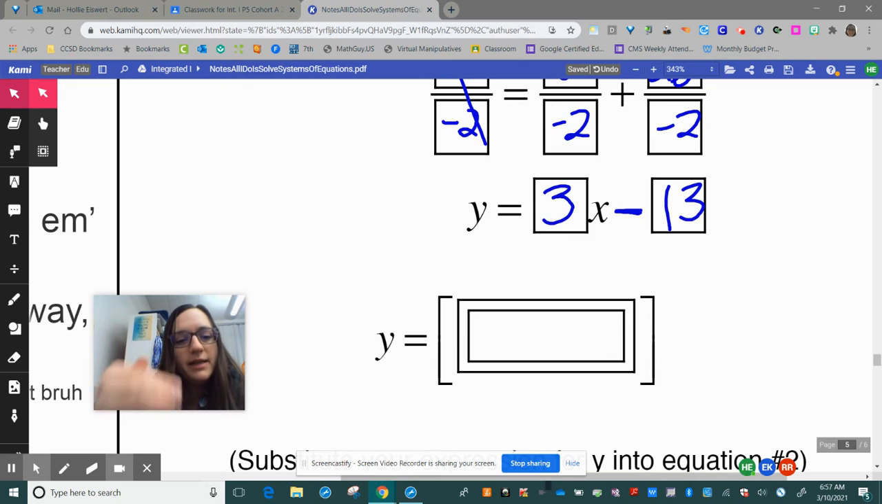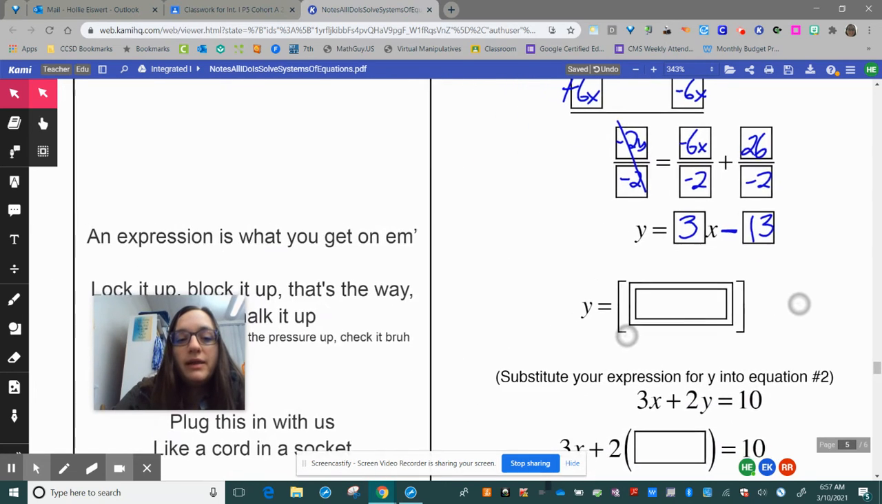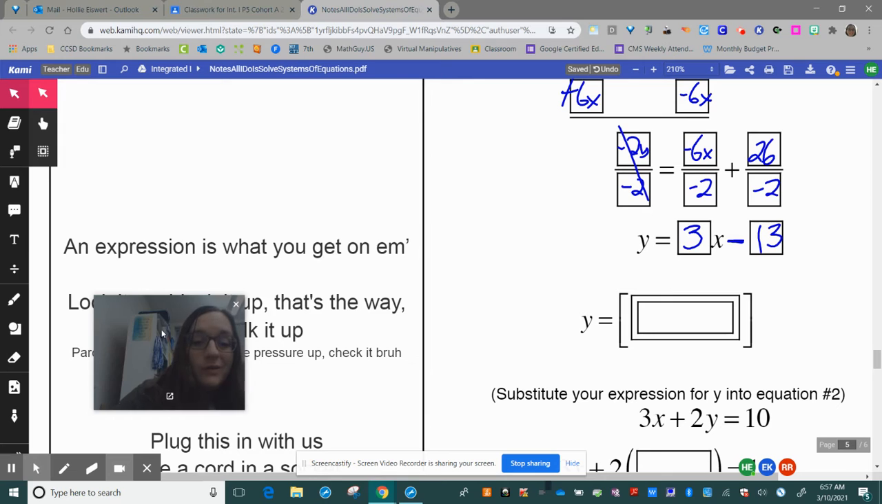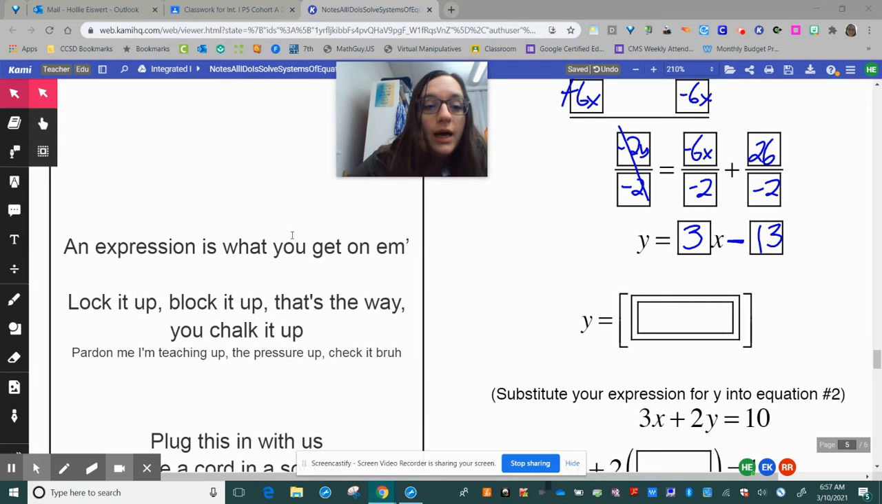Now, this is kind of a fancy format. You don't always need to rewrite, but they told us to rewrite. So, okay, what's it? An expression is what you got on them. We got an expression, 3x minus 13.